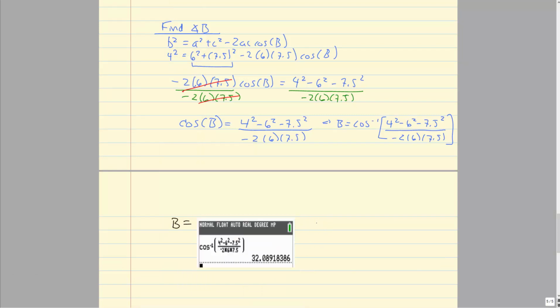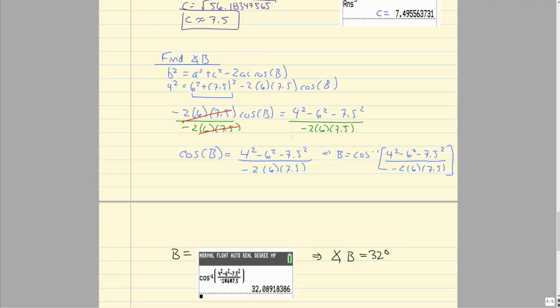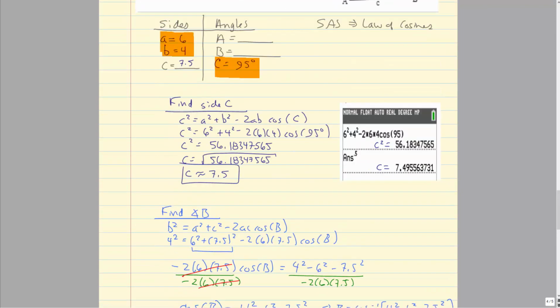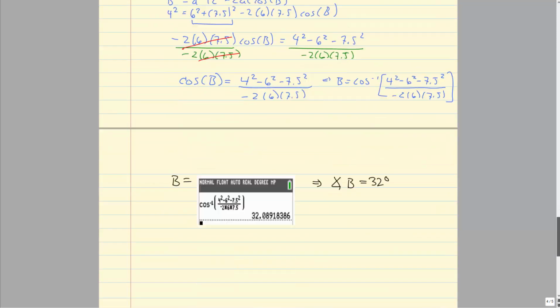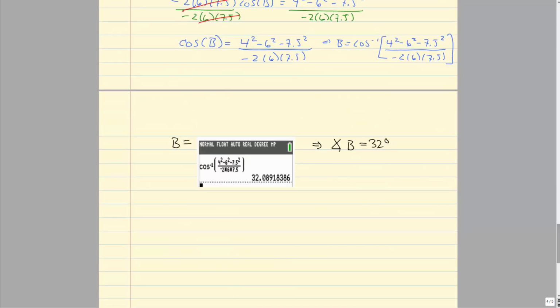So in this particular case, angle B would equal 32 degrees, because I think they told us to round to the nearest whole degree. So this would be 32 degrees. Okay, and that came from right down here. And then I should be able to find angle A pretty easily.